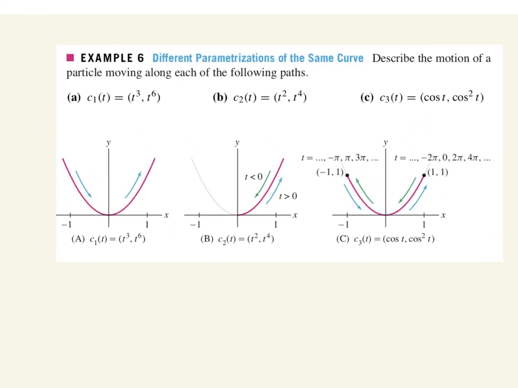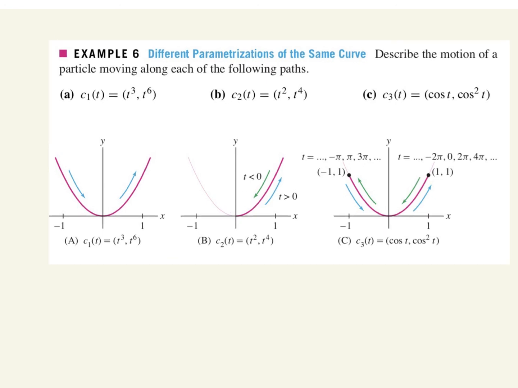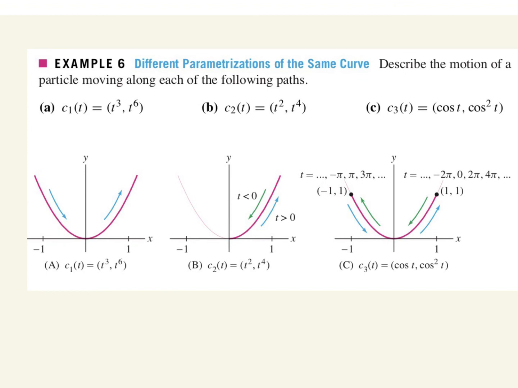So this example, I'm just going to talk about this one. It's showing that we have different parametrizations of the same curve, and we're going to describe the motion of it along each of the following paths. So C1 of t is t cubed comma t to the 6th, compared with C2 is t squared comma t to the 4th, compared with C3 is cos t comma cos squared t. The relationship between every single x and y here is y equals x squared. All of them fit the parabola, which is why you see y equals x squared for all three cases.